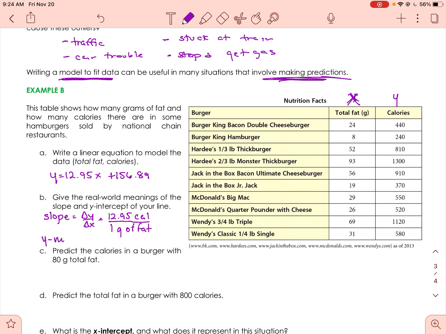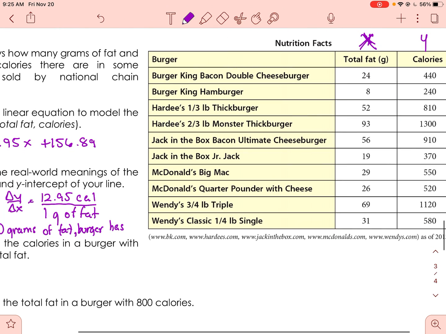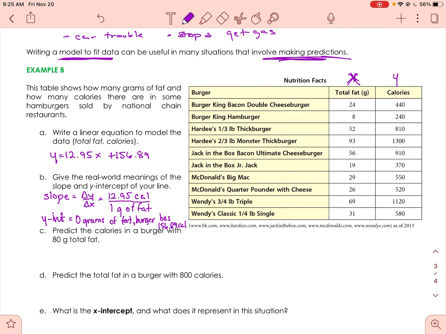And then your y-intercept would be equal to your starting value. So in this case, that is when x is 0. That would mean that if there are 0 grams of fat, your burger would have 156.89 calories.